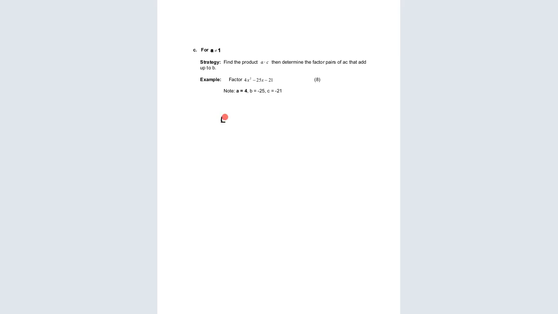So here we go. Here's our trinomial, and at least you'll see somebody work through an example that has a lead coefficient other than 1. Notice the lead coefficient is 4 in this case. So that's my A, from the A, B, and C again. This would be my B, negative 25, and this would be my C.